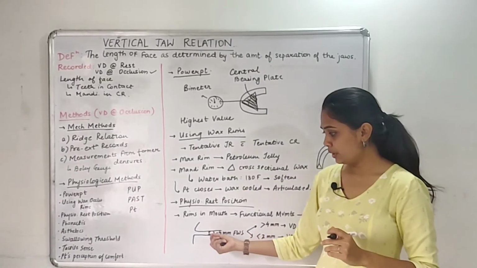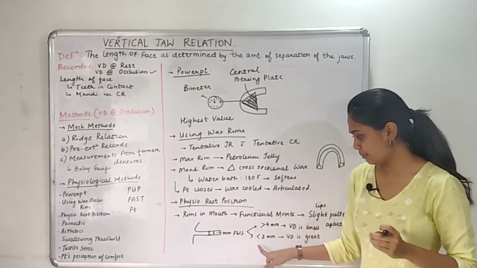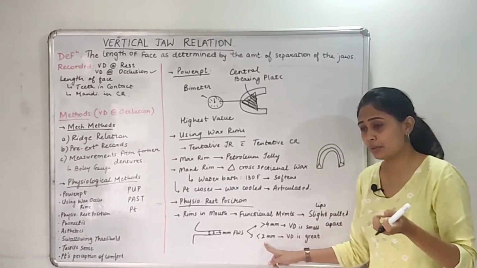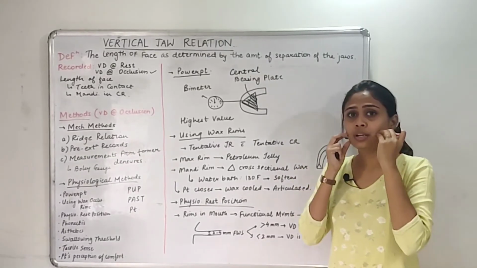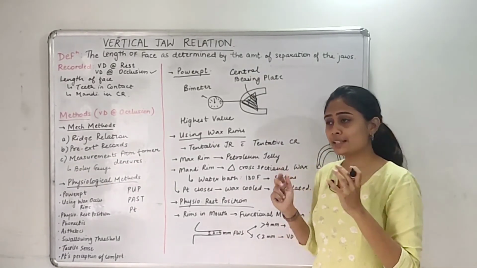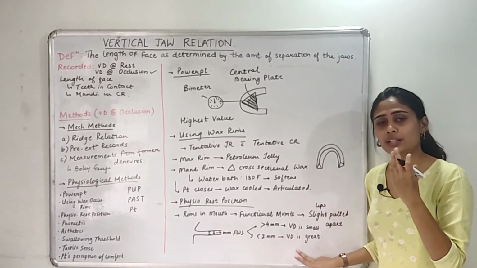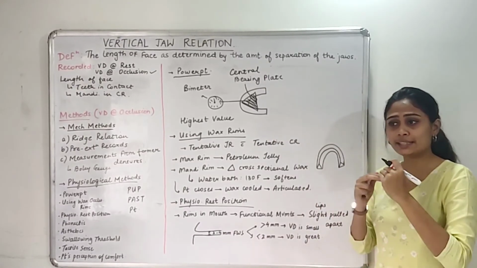And if the freeway space is less than 2 mm, say 1 mm or 0.5 mm, we can say the vertical dimension is too great. The patient's skin is not relaxed, the vertical dimension is not normal. It is excessively built.